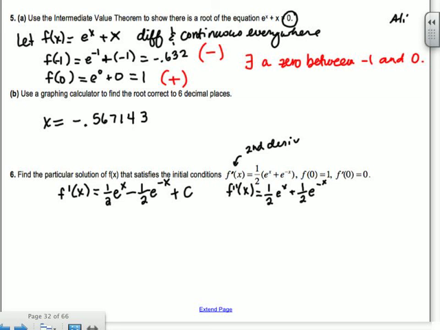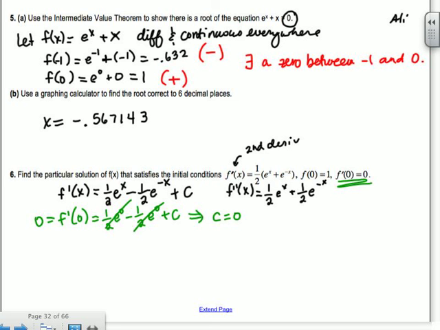I wasn't confident. All right, now we were given an initial condition for f prime. We said f prime of 0 is 0, so that allows us to find c. When you plug in 0, you have 1/2 e to the 0 minus 1/2 e to the 0 plus c. So those go away, so c is equal to 0. That little double arrow means this implies. So this implies c is equal to 0.